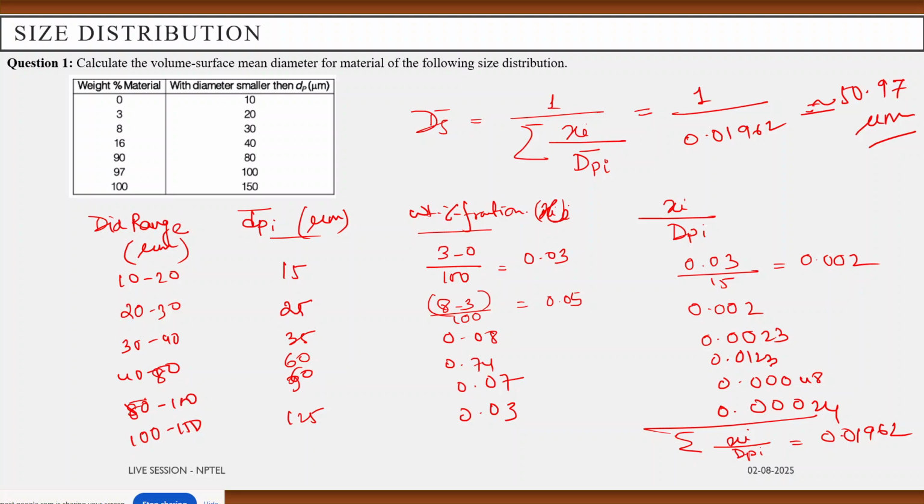We have calculated the volume surface mean diameter for this distribution. And what is the procedure we followed? We made the range of the diameter. From that we calculated the mean diameter for that range. From that we also calculated the weight fraction in that interval, that is represented as xi, and then we calculated the rest of the portion according to the formula.